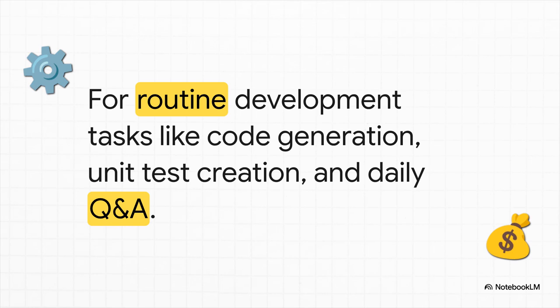Now, let's talk about the real workhorse, the Efficient tier. Honestly, this is probably what you'll be using for the bulk of your day-to-day work. Think about things like generating boilerplate code, creating unit tests, writing documentation, or just your standard everyday Q&A. It keeps the quality high, but dramatically cuts down on how many credits you're burning through.